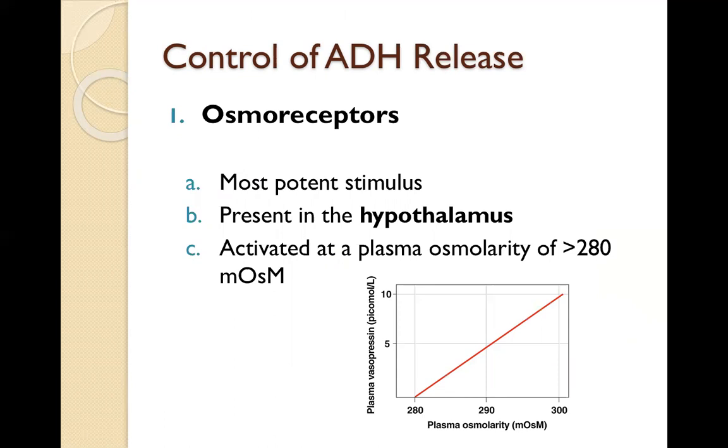These osmoreceptors are activated at a plasma osmolarity of greater than 280 milliosmoles. I did mention that a normal osmolarity is about 300. So what this indicates is that even though plasma osmolarity is normally about 300, you constantly have a certain amount of antidiuretic hormone circulating in your blood. The lower your blood osmolarity, the less antidiuretic hormone you have being released. That's the first stimulus, the osmolarity of the blood by osmoreceptor activation.